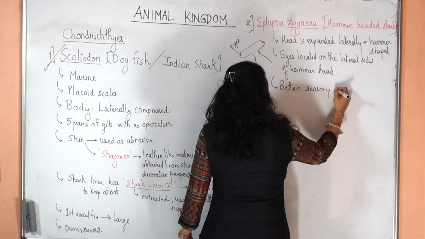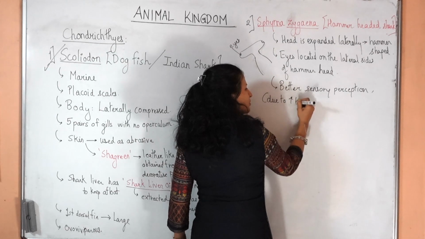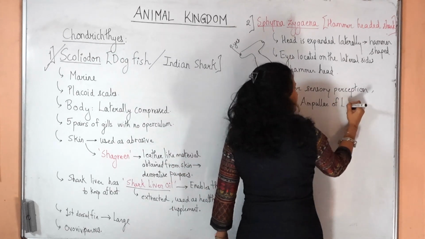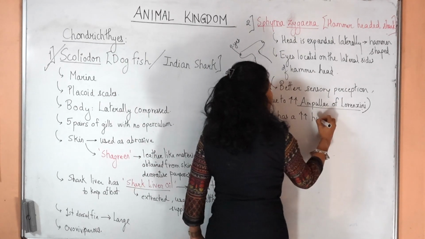Better sensory perception due to high numbers of Ampullae of Lorenzini. Therefore, it has a high hunting efficiency.